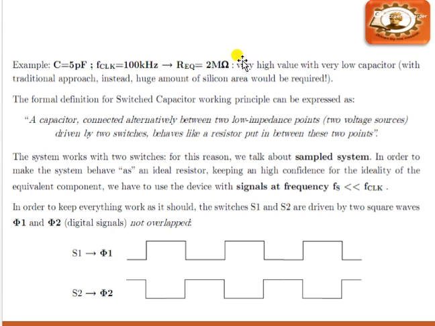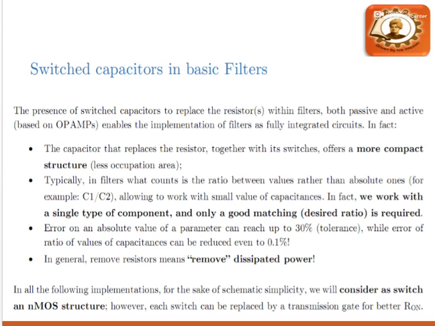If we go for the implementation of a simple resistance, it will take a larger space. So that is the biggest advantage of our switch capacitor. These two figures show the clock frequency and two non-overlapping signals, phi 1 and phi 2, that are required for the implementation of a switch capacitor. This slide shows the basic concept of switch capacitor filters.